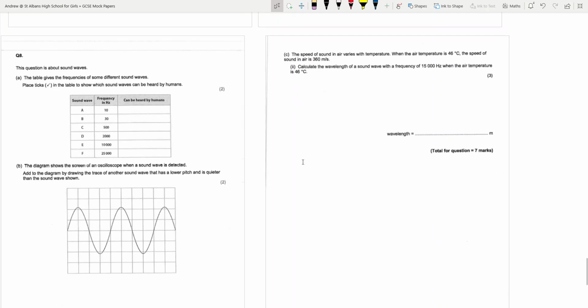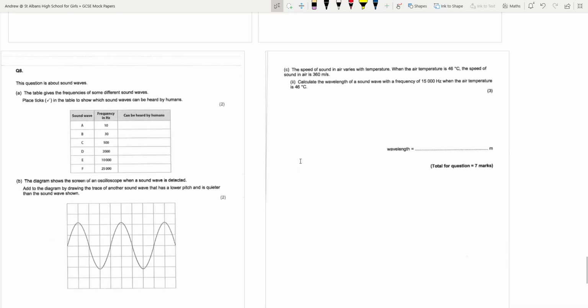And the final question, which is to do with sound. We've got sound waves. Pick the things that can be heard by humans. So the human range is 20 to 20,000 hertz. So essentially, we cannot hear the top two. Do try and avoid putting crosses and ticks in something. If they only ask for ticks, just do ticks. Just make a mark in the box that you want a mark in, or leave it blank.